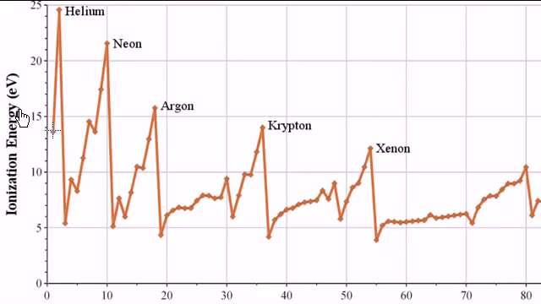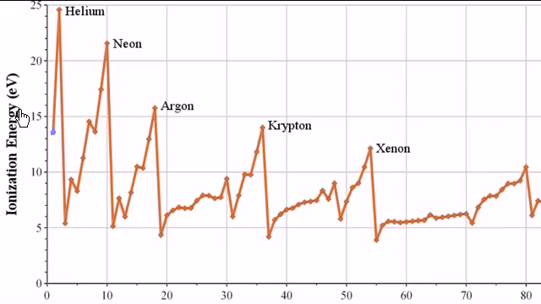So this is hydrogen. Hydrogen's ionization energy is around 13.5 electron volts, which is a unit of energy. It can be converted into joules if you like. But then all of a sudden, helium's a lot more stable. It takes almost double the energy to remove that second electron from helium, because it's so stable.